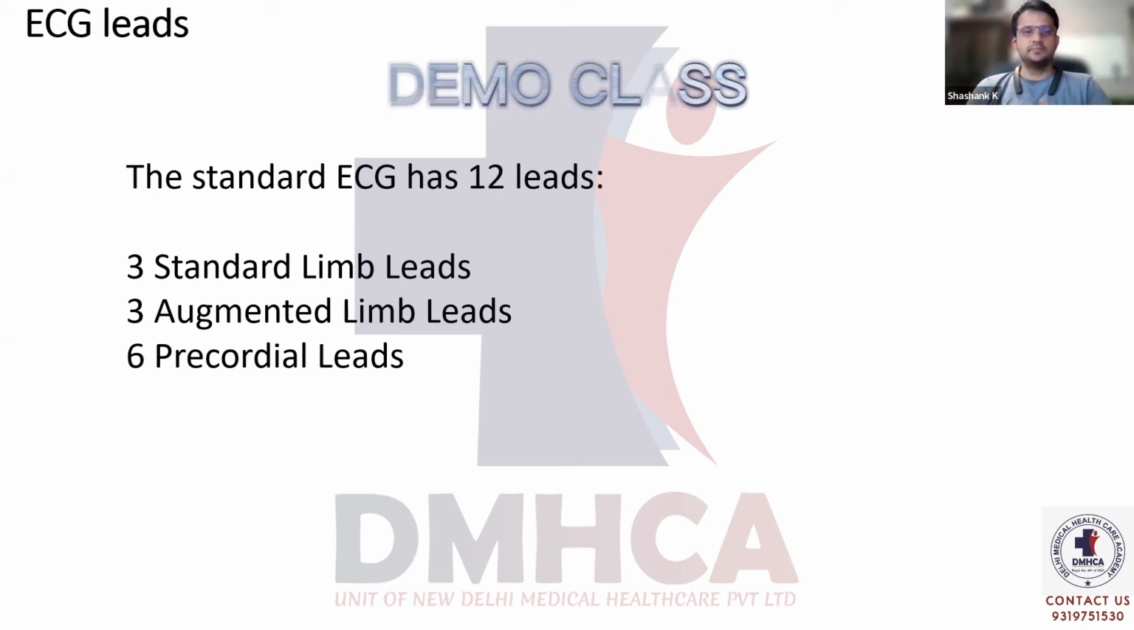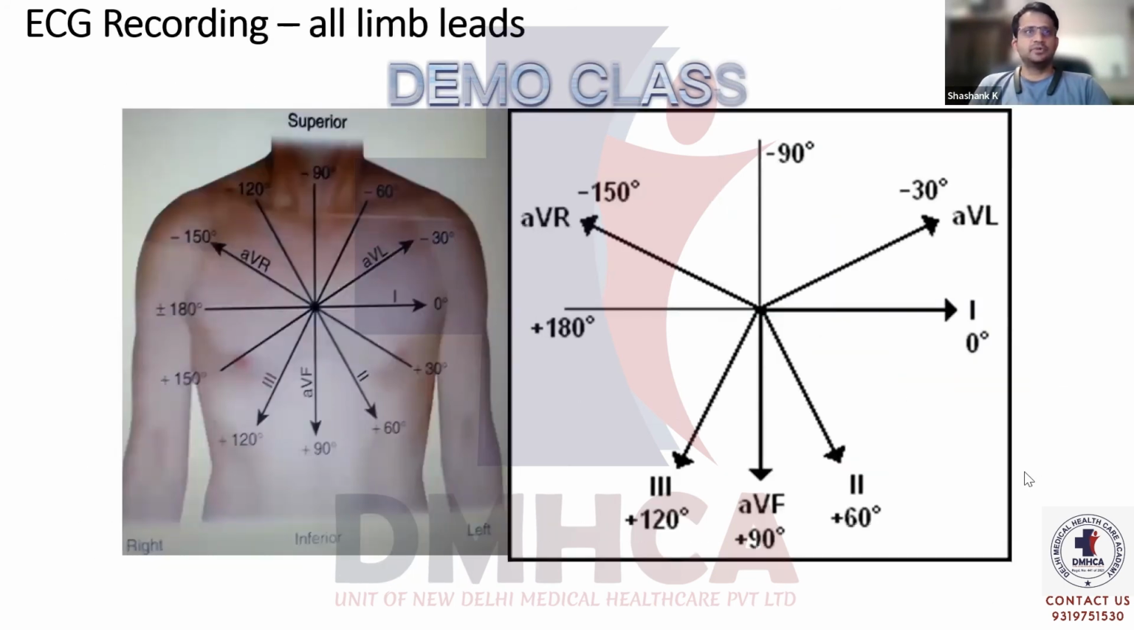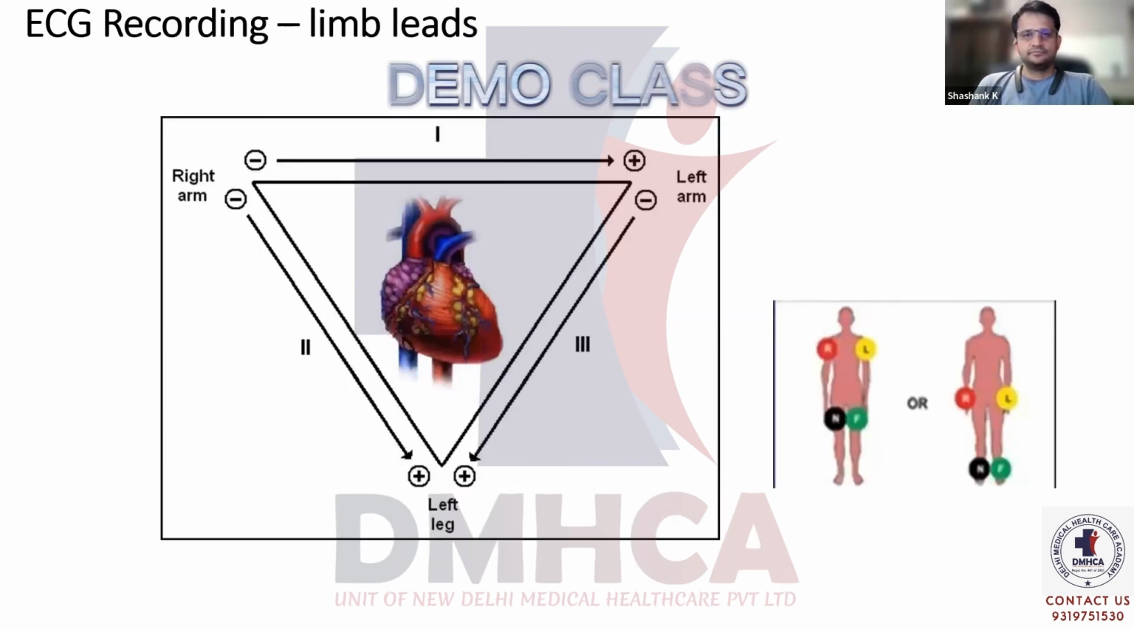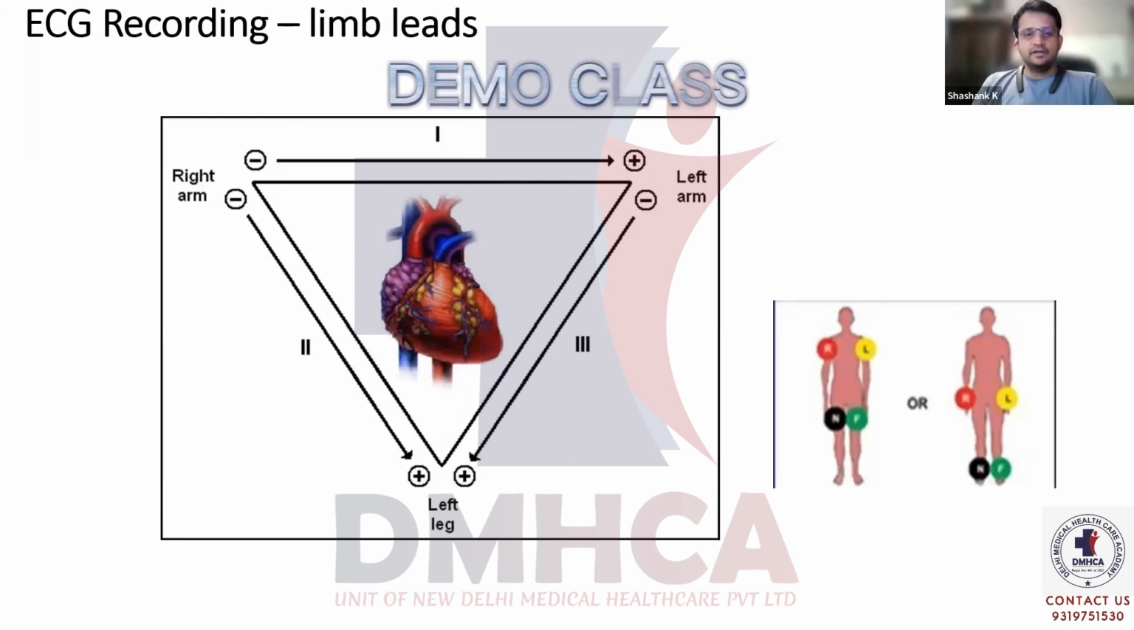And the six limb leads are your lead 1, 2, 3, AVR, AVL, and AVF. What does A stand for in this? We know that in everything we put AVR, AVL, AVF, right? What does A stand for? Augmented. Arterial, no. Augmented. Augmented, correct. A stands for augmented.